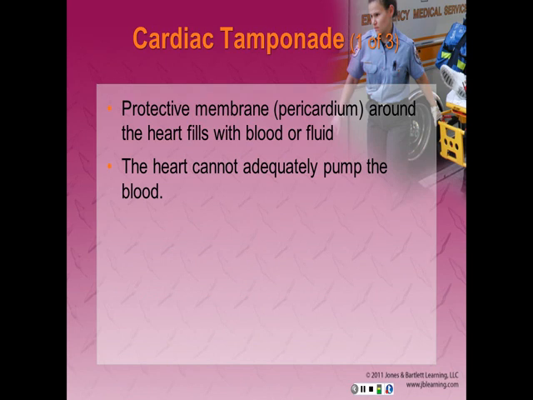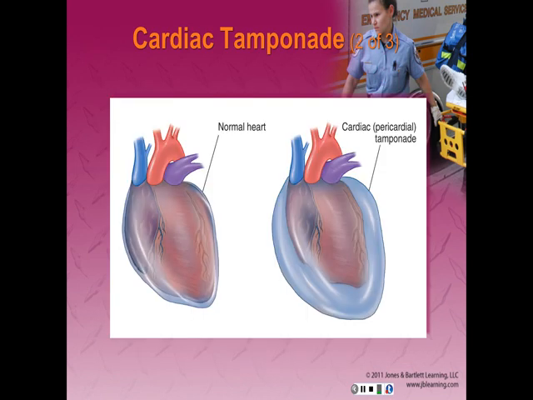Cardiac tamponade. Cardiac tamponade or pericardial tamponade occurs more commonly with penetrating chest trauma, although it may occur in blunt trauma. The protective membrane around the heart, the pericardium, fills with blood or fluid like pus. The heart then cannot pump an adequate amount of blood. You can see here the normal heart on the left, and then the pericardial tamponade heart on the right, where the heart will no longer be pumping effectively because of the space restrictions.